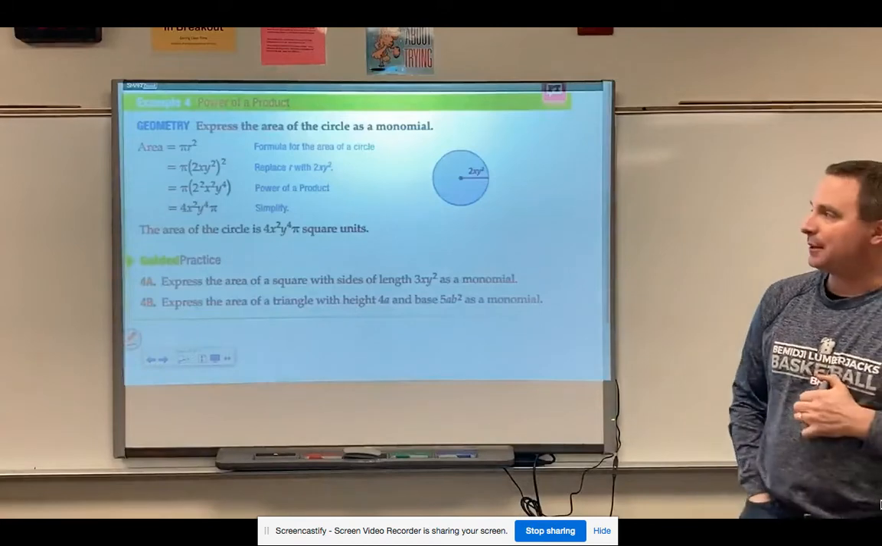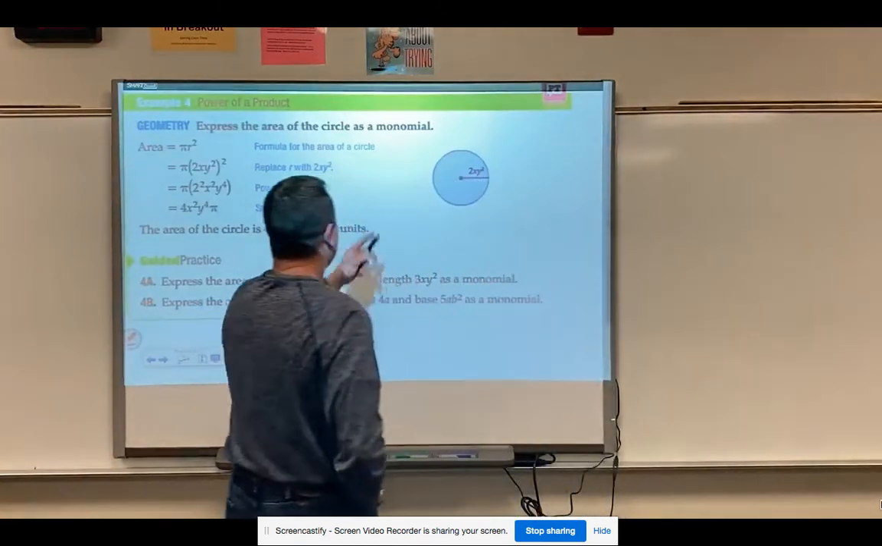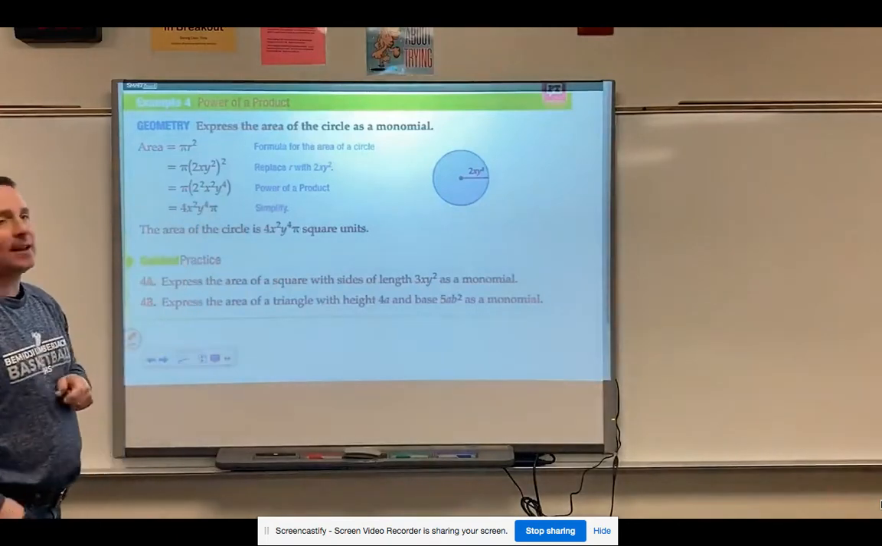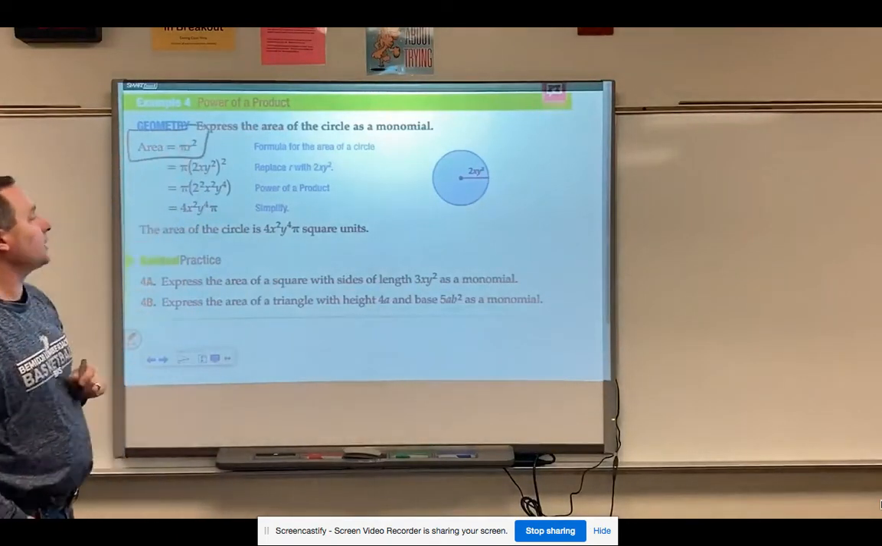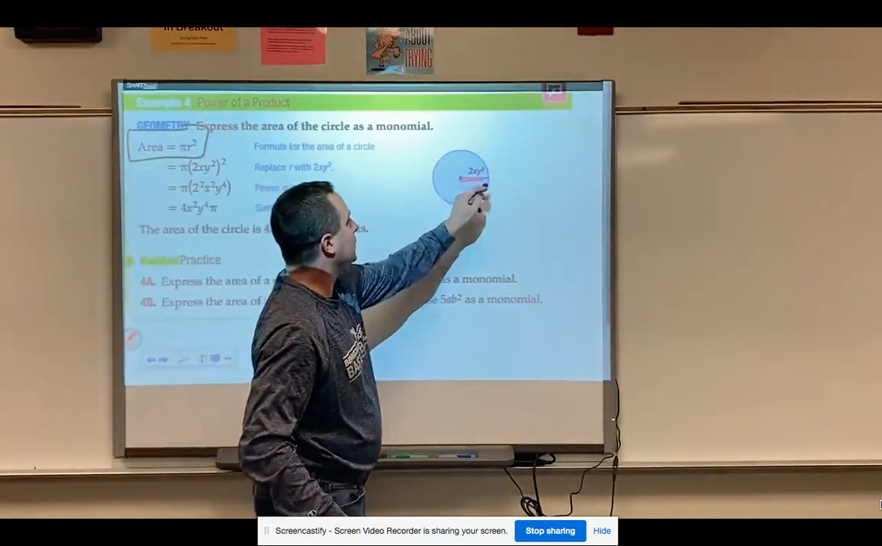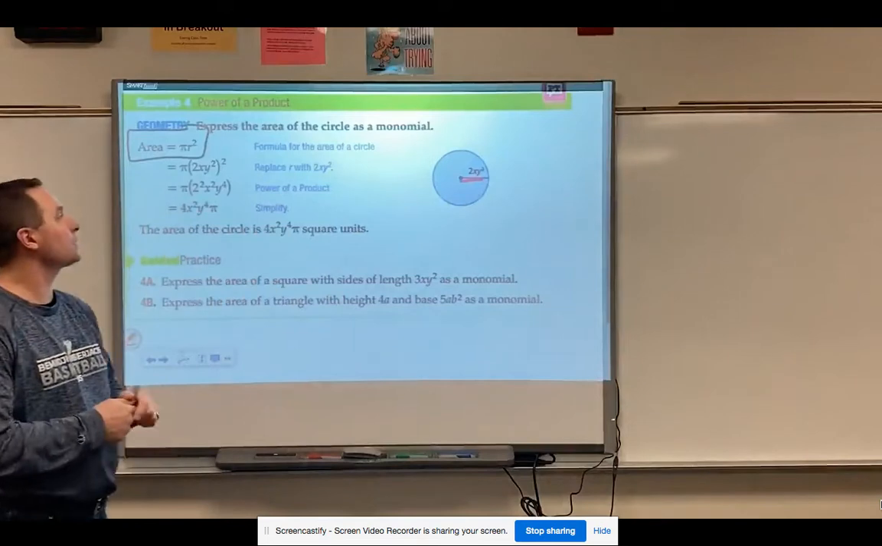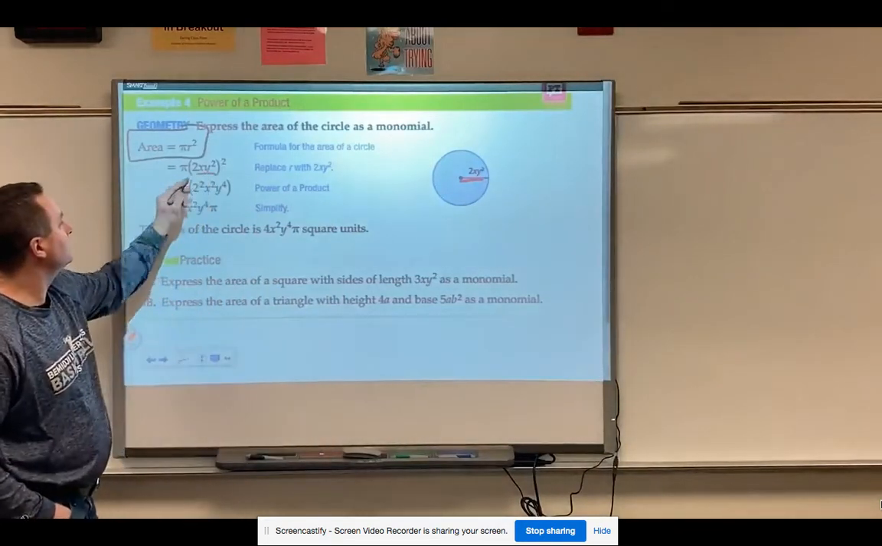Here's a little word problem that we're going to try. Or actually, they have it for us here. Okay? They want us to write an expression for the area of that circle. The area of a circle is pi r squared, where r stands for the radius of the circle, right over here, which is 2xy squared. They substituted that in right here.